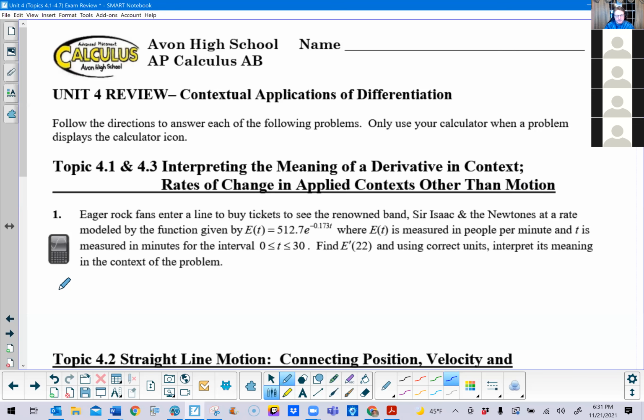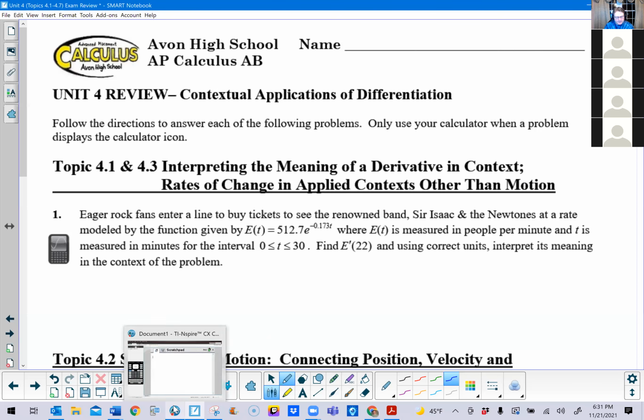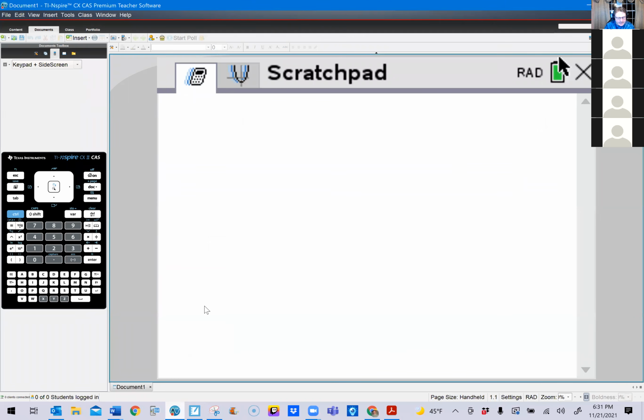So why don't we, first of all, do the calculator work? Let's find this E prime of 22. You guys are welcome to follow along with me if you have your calculator handy. Otherwise, I've got mine here. Because this is a standalone problem, I don't think it's that big of a deal if you wanted to do what I'm doing right now, and that would be to store the function. I mean, obviously we can. I think it's a good skill to be able to do this.